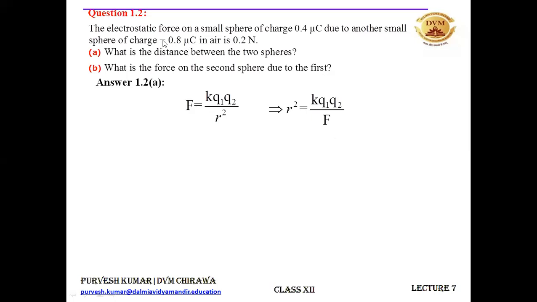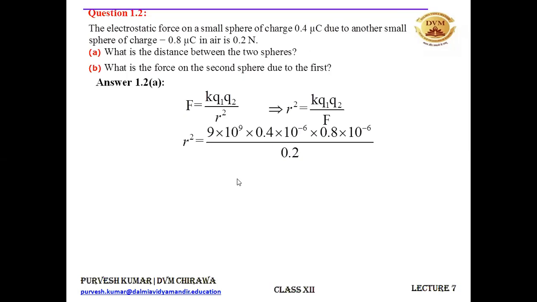We need not take this sign because this sign only suggests the direction of the force. We only take magnitude in this formula. That's why I have dropped this minus sign. The equation becomes like this. In place of k, use 9 into 10 to the power 9. In place of q1, use the first charge, 0.4 into 10 to the power minus 6. In place of q2, use the second charge, 0.8 into 10 to the power minus 6 coulomb. And in place of F, it is given 0.2 Newton.